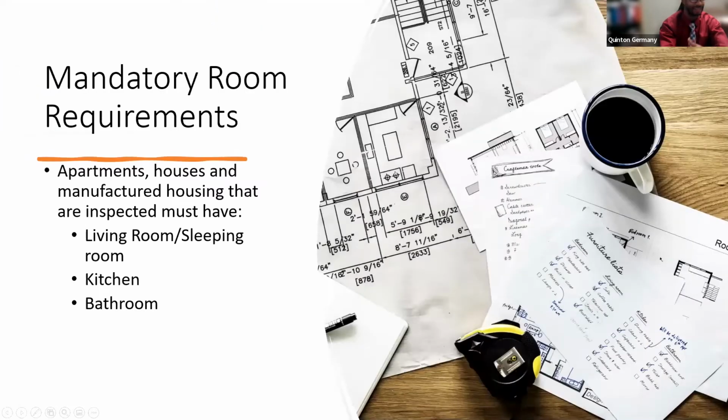We're going to also discuss this a little bit more once I get to the bulk of this conference, but I wanted to highlight these in my slideshow, and these are mandatory room requirements. All the requirements to inspect the unit are that they have to have either a living room or sleeping room, which we would count the living room as a sleeping room if it's an efficiency unit, a kitchen, and a bathroom. These are going to be the mandatory requirements for must-have units.